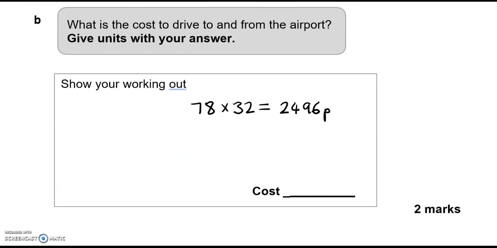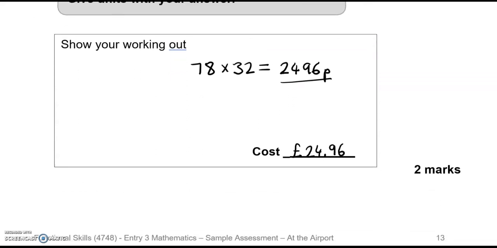And we could write this in pounds. That is 24 pounds and 96 pence. You could just divide this by 100. That's another way.